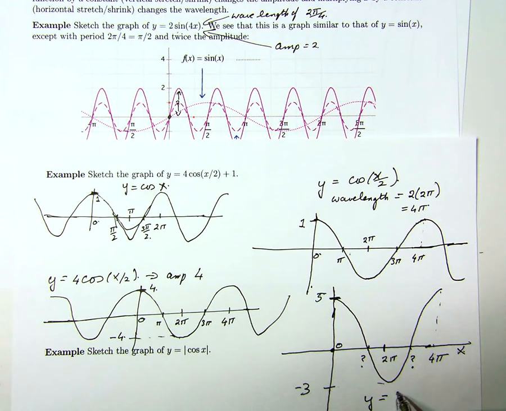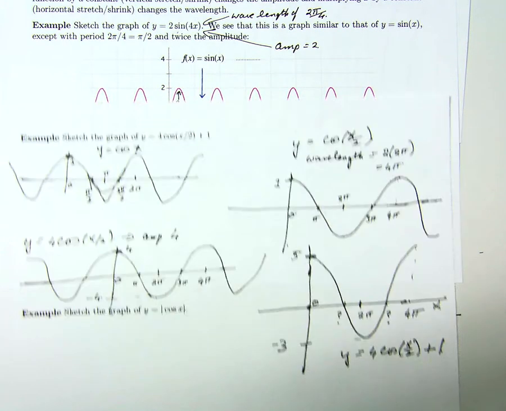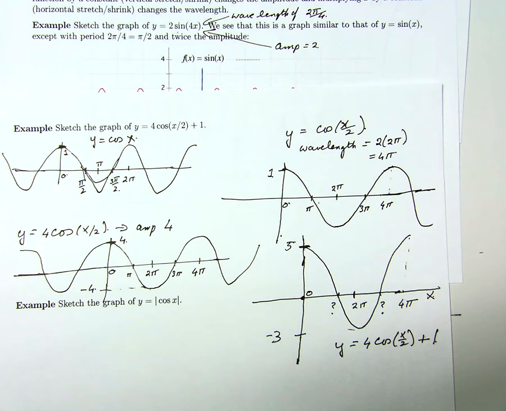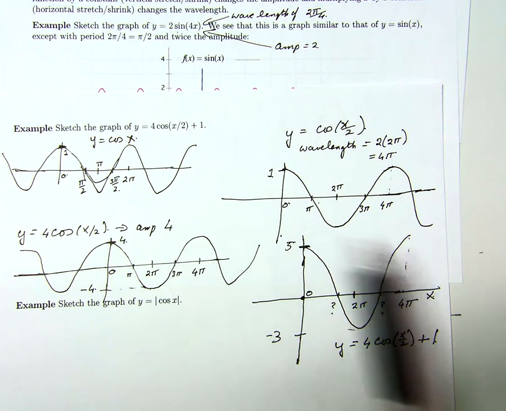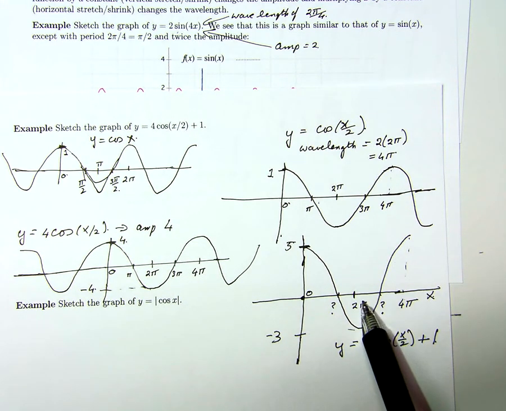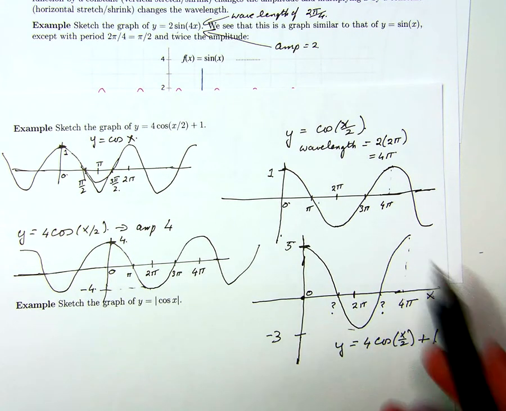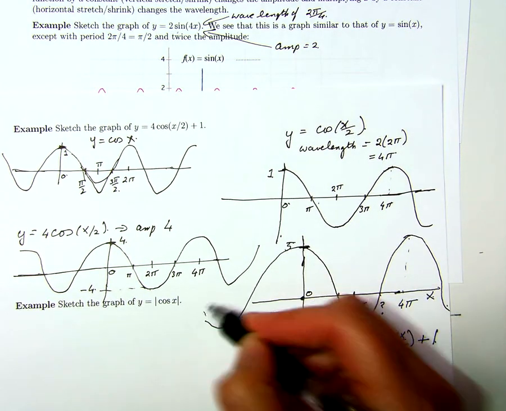This is y equals 4 times cosine of x over 2 plus 1, and it's still a wave function, and the wavelength is 4 pi, and the amplitude is still 4, and we know that it hits its lowest point at 2 pi here, and then this repeats itself over every interval of length 4 pi.